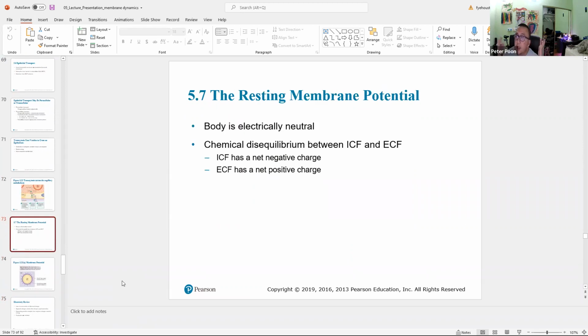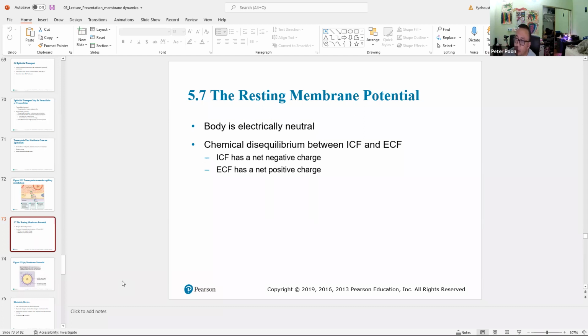All right, the resting membrane potential. This sets up the next couple of chapters, so let me go over this in slightly more detail than usual. Your body is electrically neutral. So you have a positive charge somewhere, you have a negative charge somewhere else to balance it. But there is a chemical disequilibrium between the ICF and the ECF. The ICF, the inside of the cell, is negatively charged. The outside of the cell is positively charged.